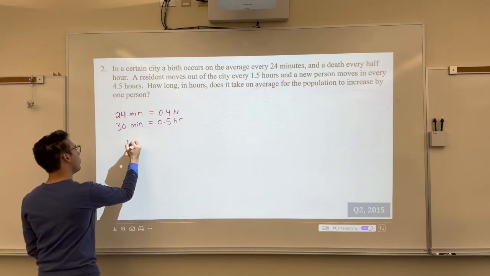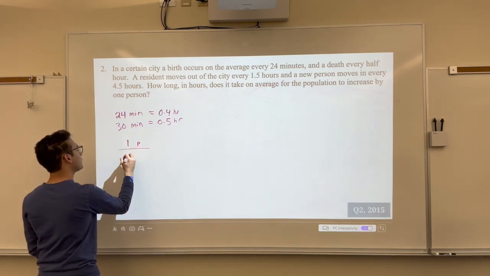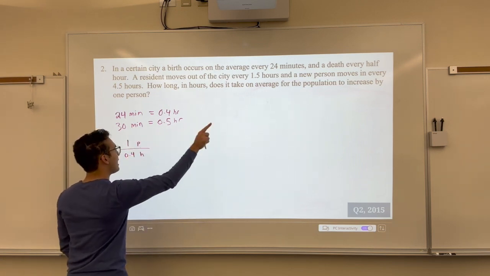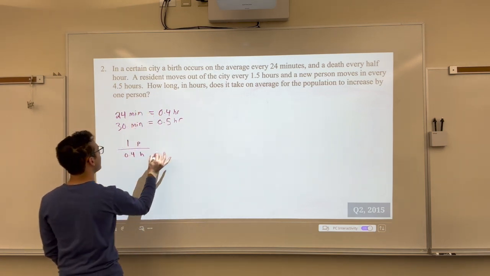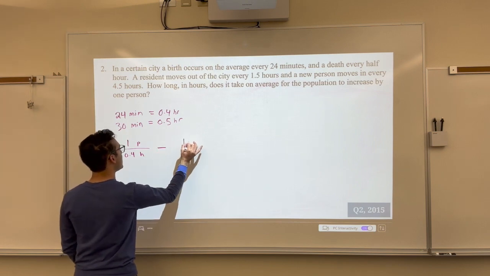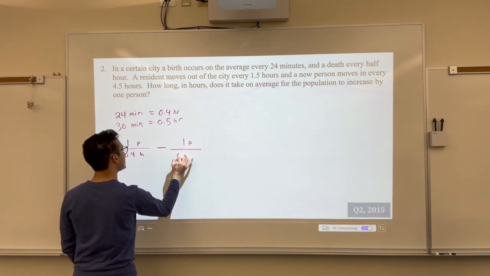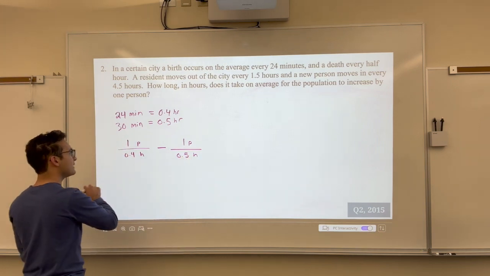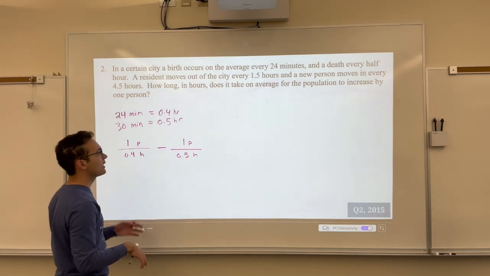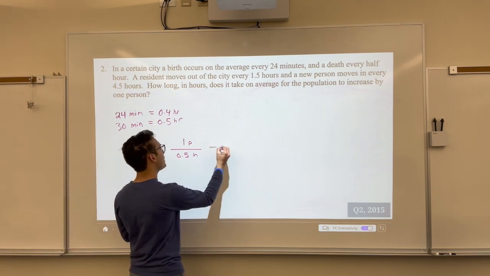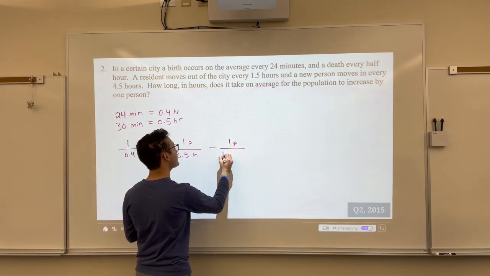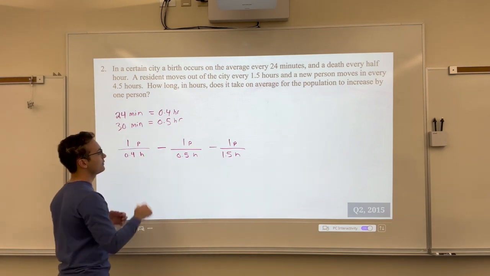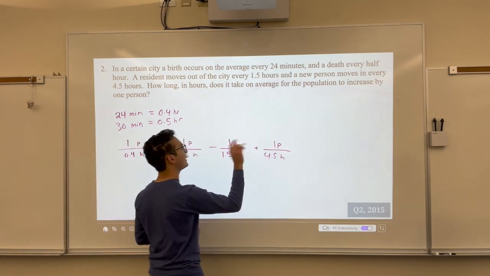So we would say 1p over 0.4h. Then a death every half hour. So we are going to subtract 1 person every 0.5 hours. A person moves out of the city every 1.5 hours. So again, we're going to lose another person every 1.5 hours. And then we're going to gain a person every 4.5 hours. Those are the people who are moving in.